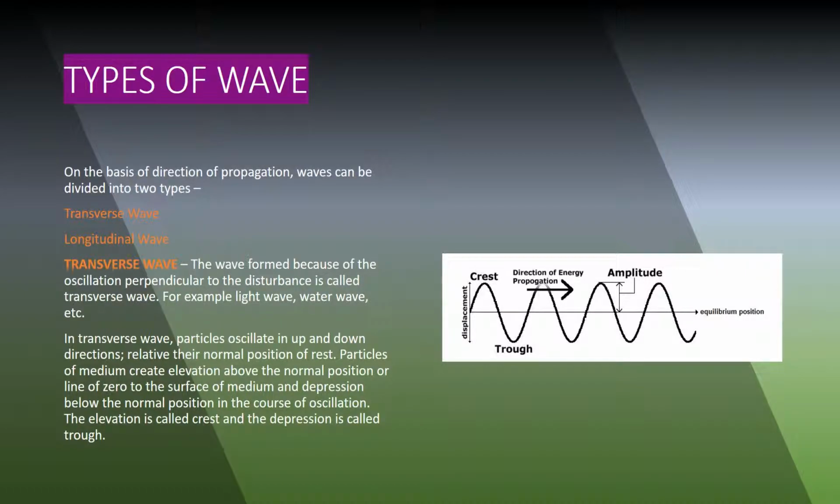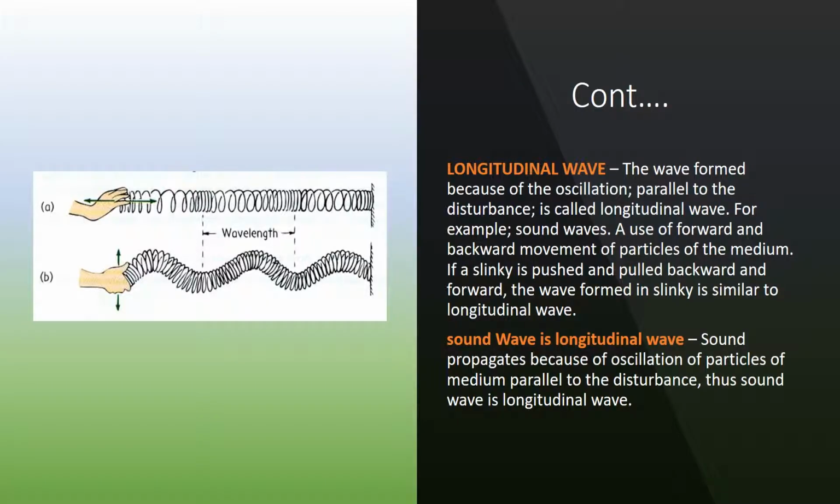In transverse wave, particles oscillate in up and down directions, relative to their normal position of rest. Particles of medium create elevation above the normal position or line of zero to the surface of medium and depression below the normal position in the course of oscillation. The elevation is called crest and the depression is called trough.